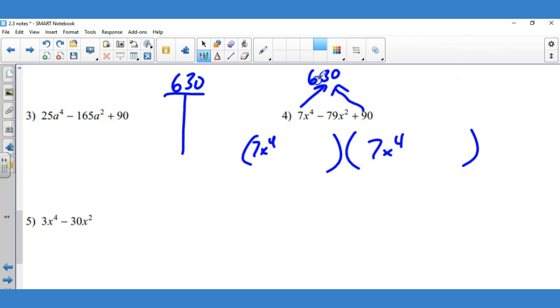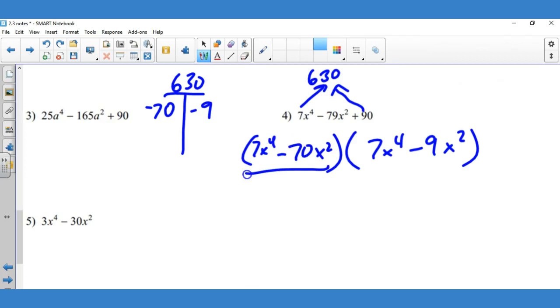Look, guys, see how this is 63 right here? That portion. 9 times 7 will give me 63. So I apply that in terms of a tenth. Negative 70 times negative 9 is positive 630. And negative 70 minus 9 is negative 79. So negative 70x squared and negative 9x squared.